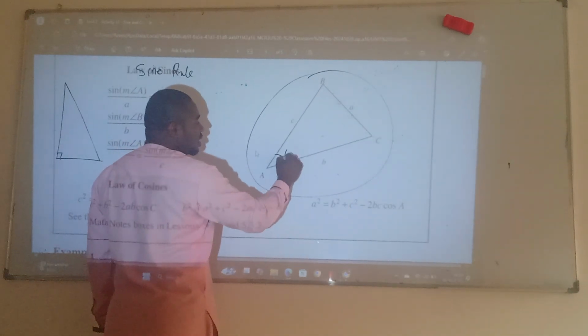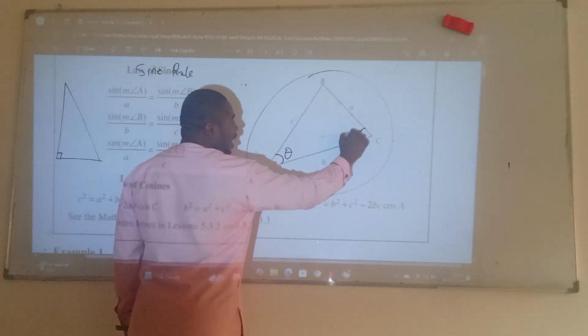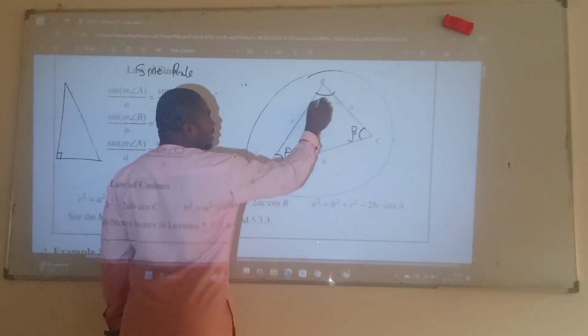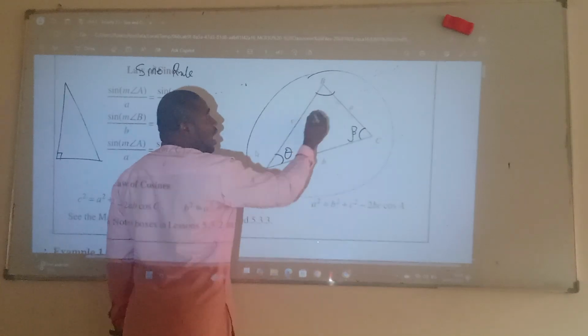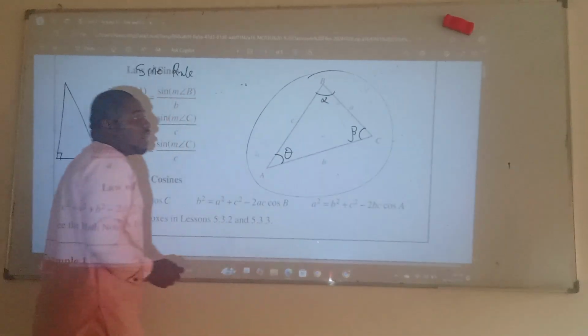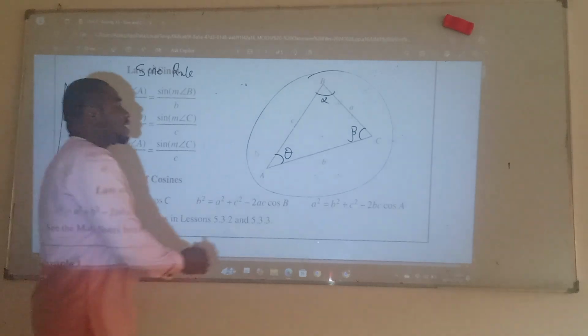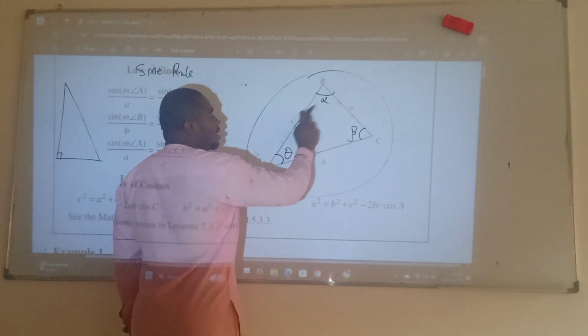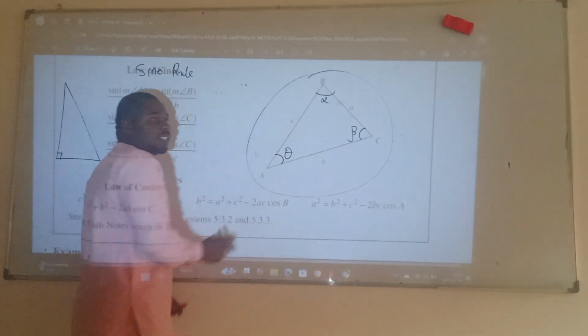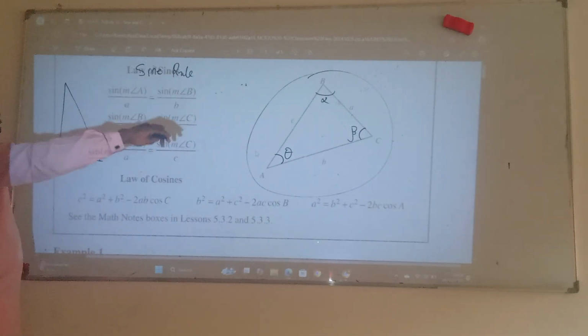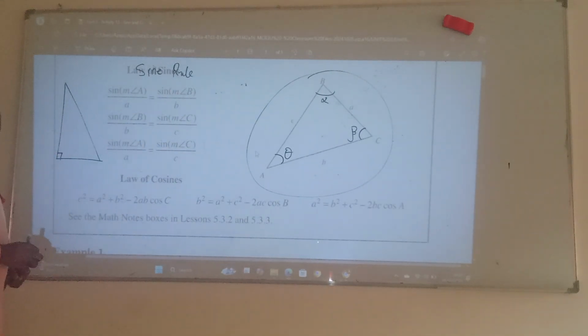this angle can be angle theta, this can be angle beta, while this can be another angle, let's say omega or alpha, right? Now, these are three different angles, and then we have side A, side B, side C. So how can I be able to obtain all these other angles?